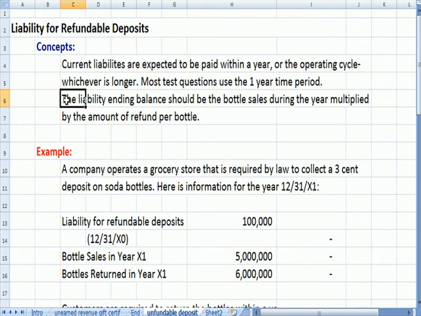So what should our liability ending balance be at the end of any period? Well, it should be the number of bottles that we sold multiplied by the amount of refund per bottle that people could get if they turned them in.